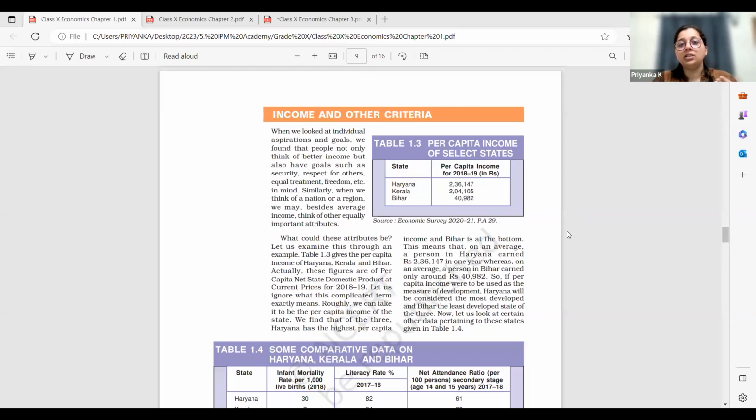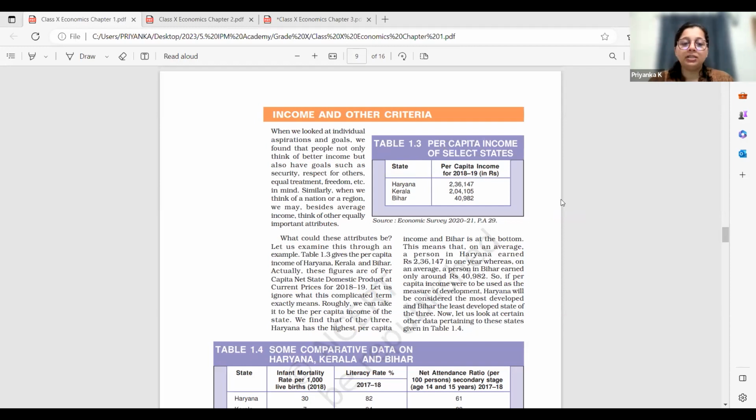When it comes to Bihar, the per capita income of the state was only 40,982. So when we look at the figures in table 1.3, we can directly understand that Haryana has a higher per capita income, and therefore we may assume that Haryana is in a better position than other states like Kerala and Bihar. This is just for a comparison. They have taken these three states, so there are other states also coming in between them.